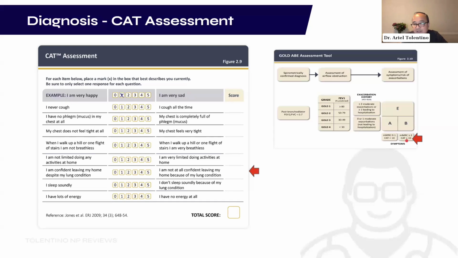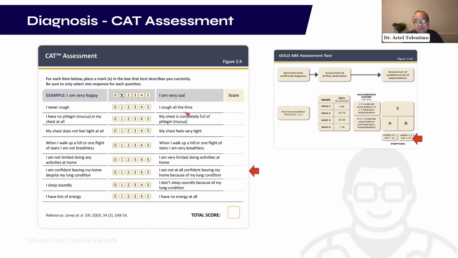You can see here that a CAT of less than 10 will give you an A, and a CAT of greater than or equal to 10 will give you a B. Now, related to this CAT assessment tool, we have a total of 8 determinants. These 8 determinants, projected on the left side, are associated with good physical condition, and those same determinants, worded differently, are associated with worse physical condition.